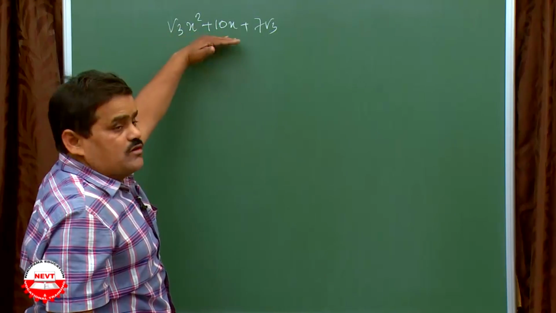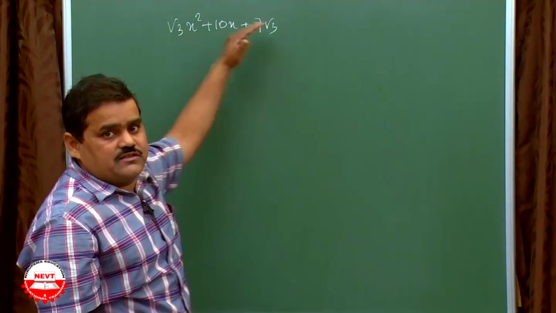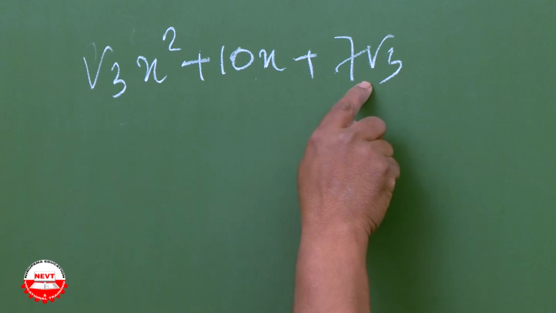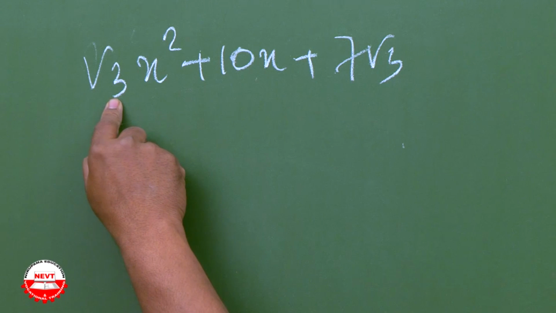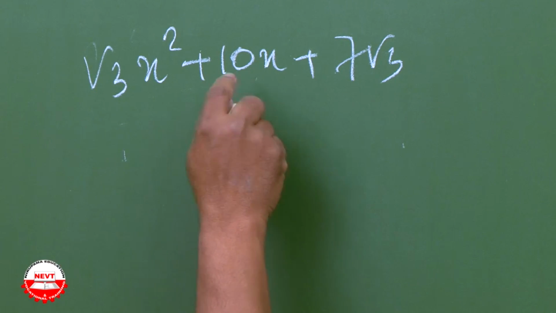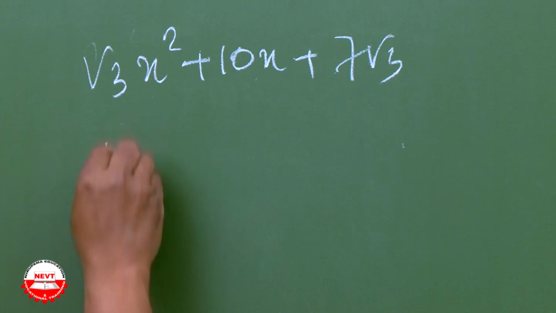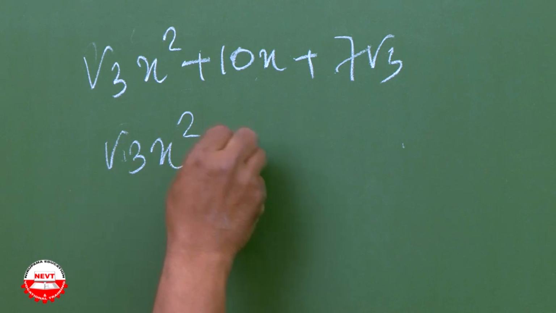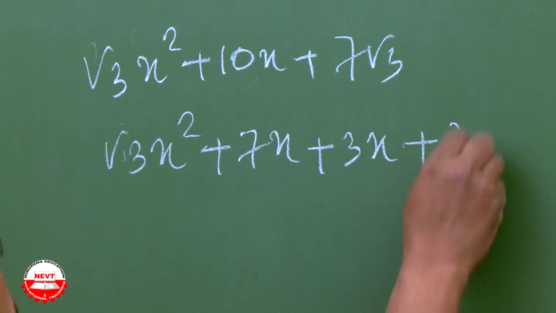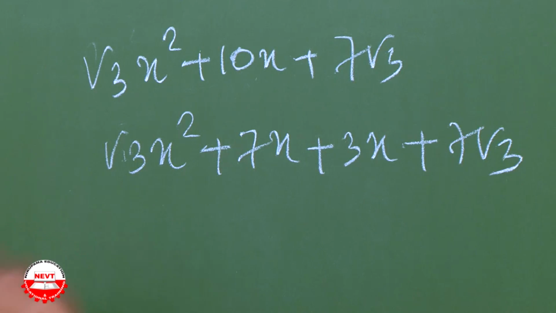Here again you have to find the zeros and verify the relationship with their coefficients. So what is the product here? 7 root 3 into root 3 is 21. Product is 21, sum is 10. So root 3x square plus 7x plus 3x plus 7 root 3.